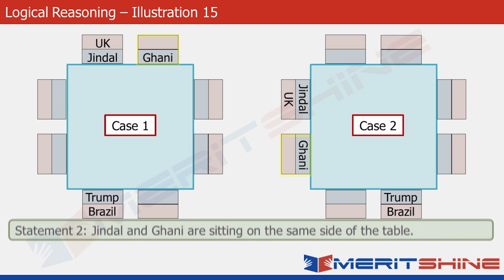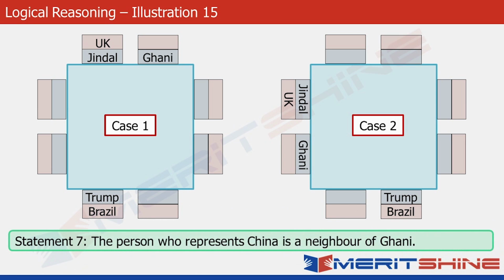Now let's look at statement 7. It says that the diplomat from China is a neighbor of Ghani. So as we already know that one of the neighbors of Ghani is Jindal, the other neighbor would occupy this place. We still don't know the name of this person, but know that he is the diplomat from China. So let's just write China here.